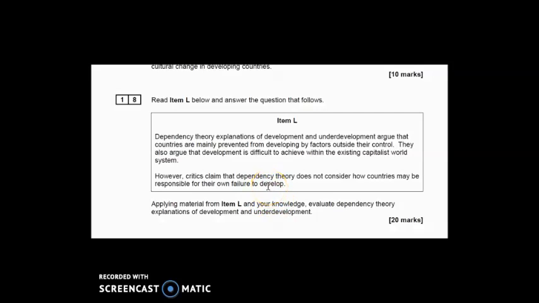Using the information from the item, because you have got the hooks once again, development and underdevelopment. You have got things here about developing factors outside of their control, which you could lead on with your knowledge, and also that development is difficult to achieve within the existing capitalist world system, which means that you can add on to that and interpret that and explain how and why that would occur. There is always a second part to an item, which is asking you to do the however, because remember, this question is asking you to evaluate, so they want you to give evaluative views or critical views of this theory and try to challenge it.